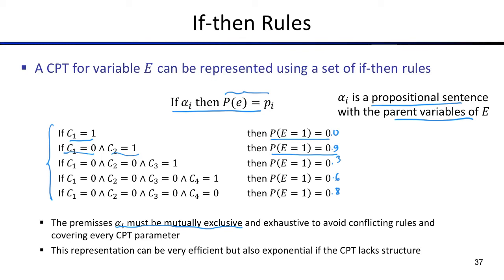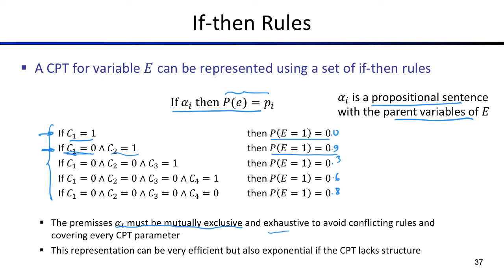So if we have this case here, if C1 is 1, we fire the first rule. Notice that the second rule is only fired if the first one is not fired, because the first test here is C1 equal 0, right? So they cannot be fired at the same time.